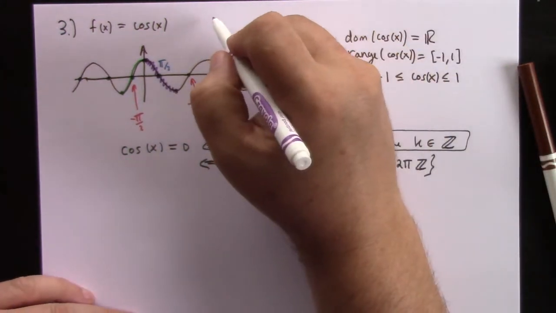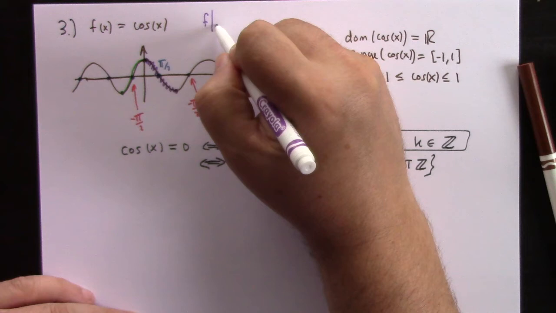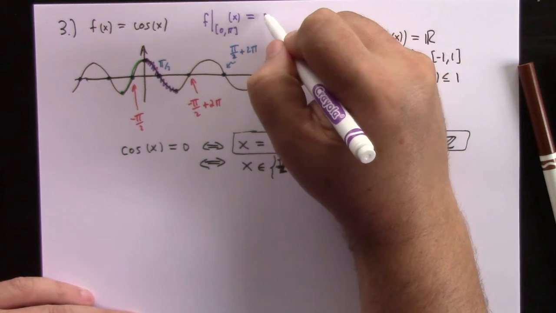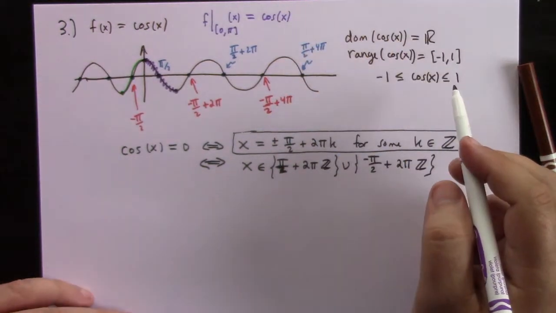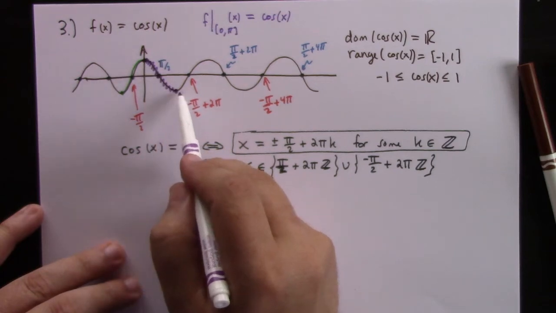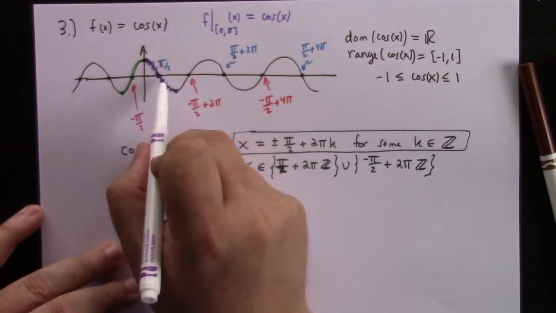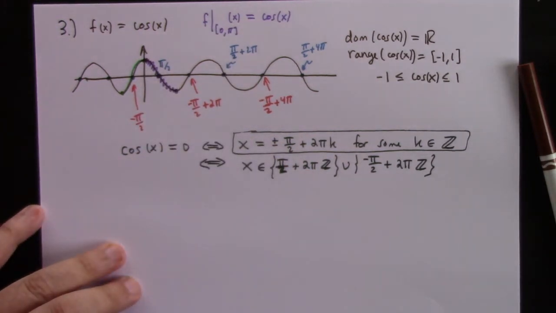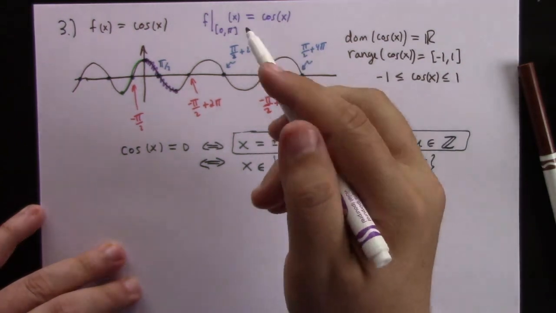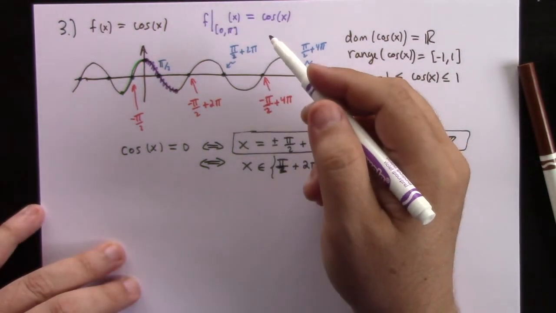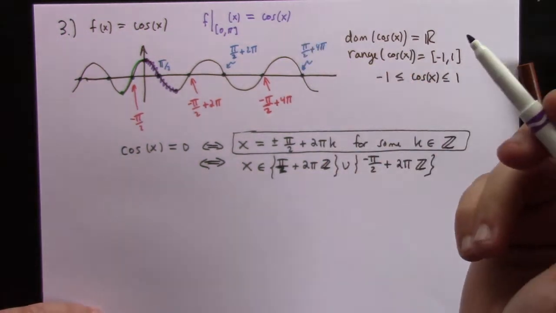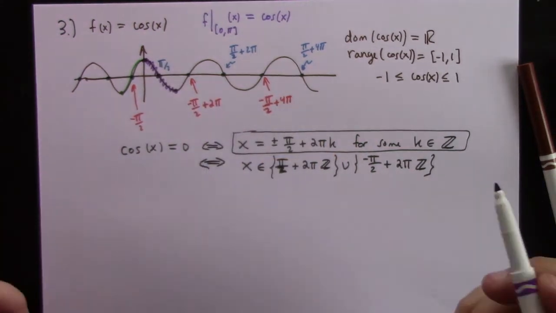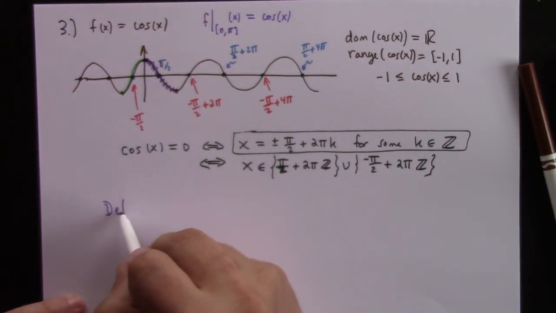So if we look at f restricted to 0 to pi, that restriction has the same formula but a different domain. On that little bit right there, it passes the horizontal line test. If you pick any particular output, only one input maps to it. All right, anyway, so getting more to the point, definition.